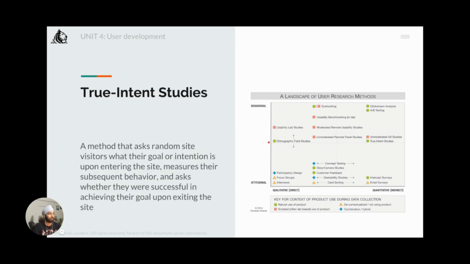Okay? Then comes true intent studies. इसमें क्या करते हैं कि a random user will be picked and he'll be asked, what is your goal or intention to enter the site? He will say, I want to discover a flight or I want to book a flight, and then you see what is their subsequent behavior. Okay, and when they're about to exit the site or they have already exited, if you have access to them post the exit, then you'll ask whether they were successful in achieving their goal. So using this, you get to understand the true intent of the users.